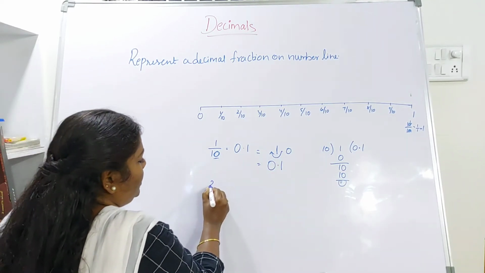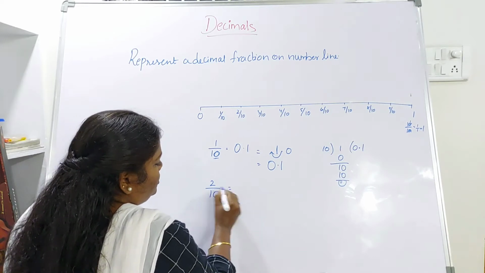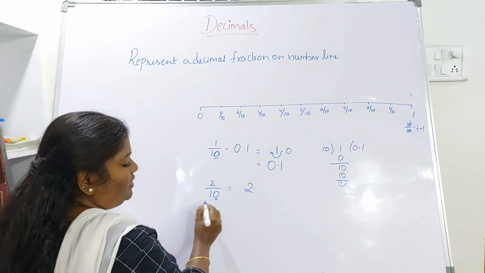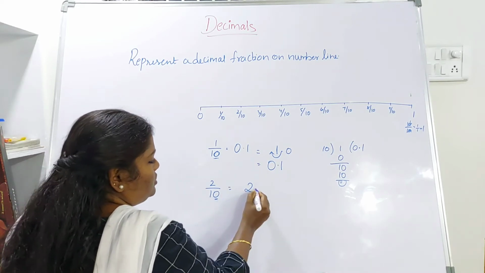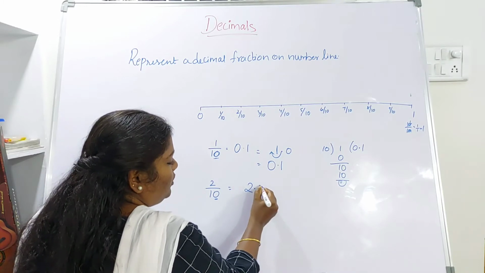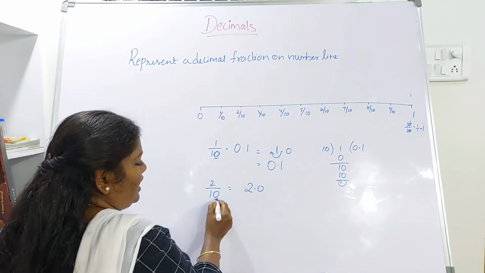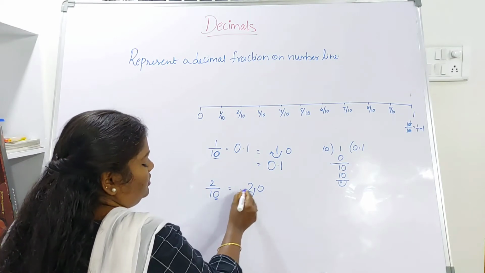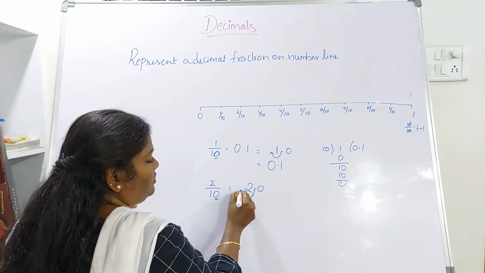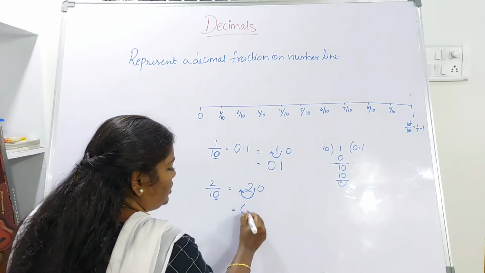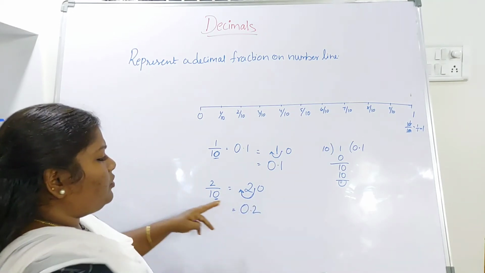In the same way, 2 by 10. So what is the number in the numerator? 2. How many zeros do you have in the denominator? One zero. So normally 2 means it is 2.0. So because you have 10 in the denominator, the decimal point shifts one place to the front. It is 0.2. Now why am I doing it this way?